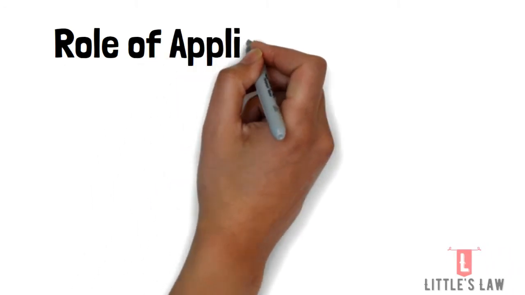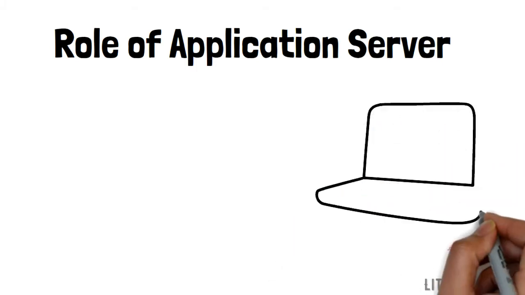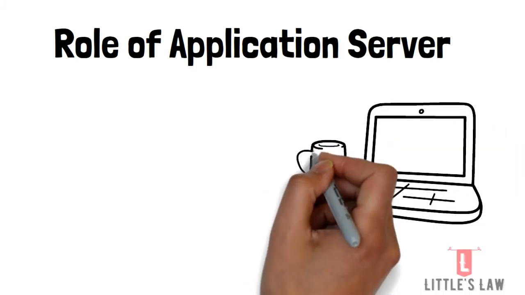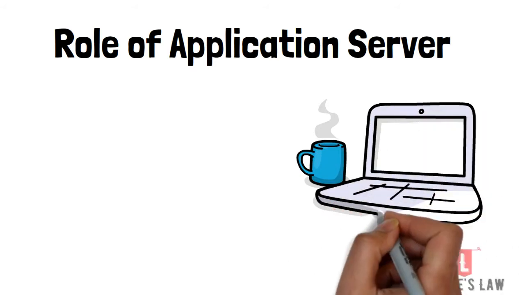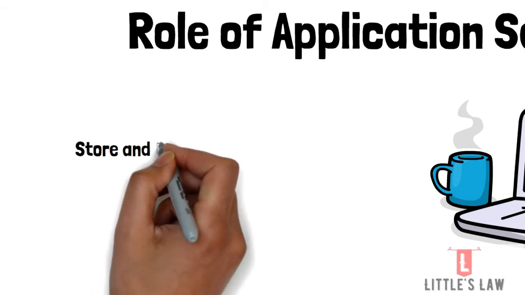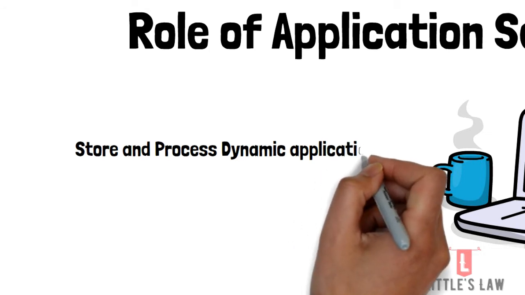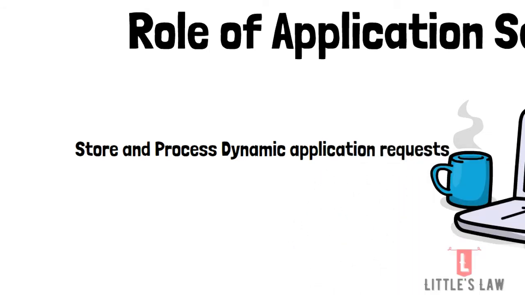So far we saw what an application server is. Now let's see what the role of the application server is in service architecture. When the application users, be it staff or web clients, request access to an application, the application server often does the heavy lifting on the backend to store and process the dynamic application requests. And why is that? Since the application server holds the business logic, it does all the dynamic actions and processes all the dynamic application requests.